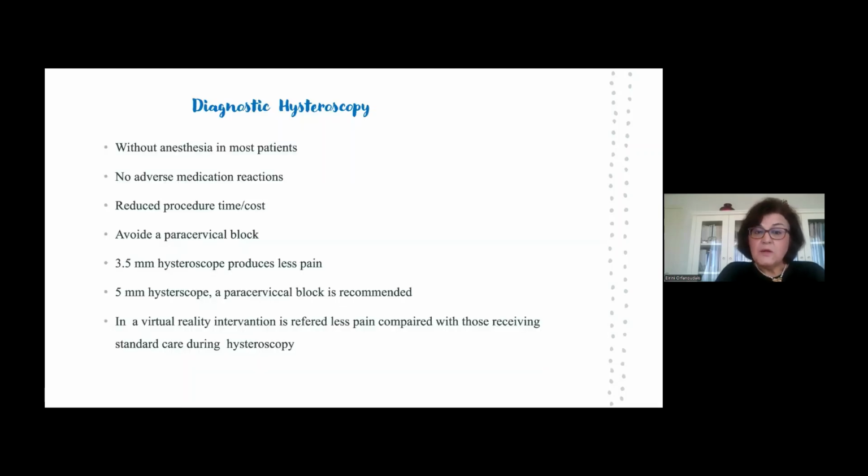Diagnostic hysteroscopy: without anesthesia in most patients, no adverse medication reactions, reduced procedure time and cost, avoids a paracervical block. A 3.5 millimeter hysteroscope produces less pain; with a 5 millimeter hysteroscope, a paracervical block is recommended. In a virtual reality intervention, patients reported less pain compared with those receiving standard care during hysteroscopy.